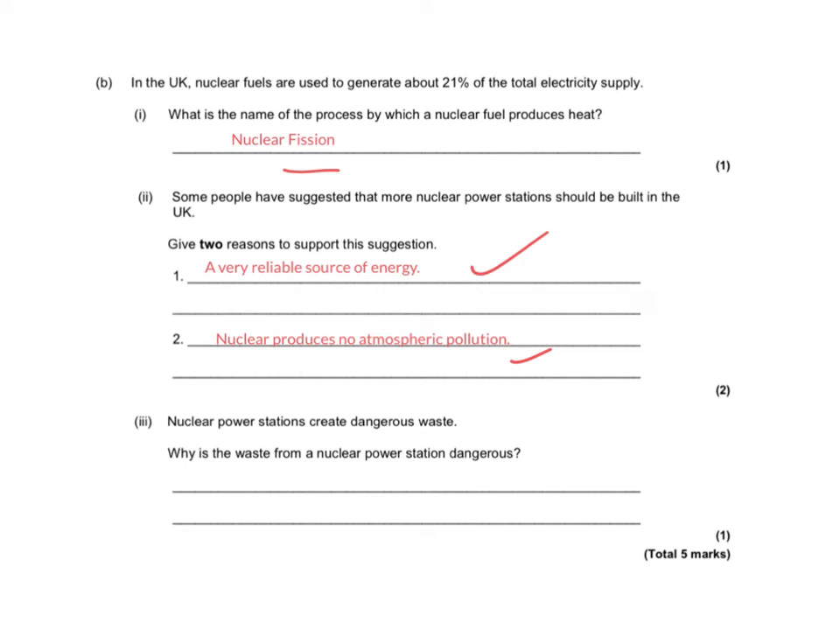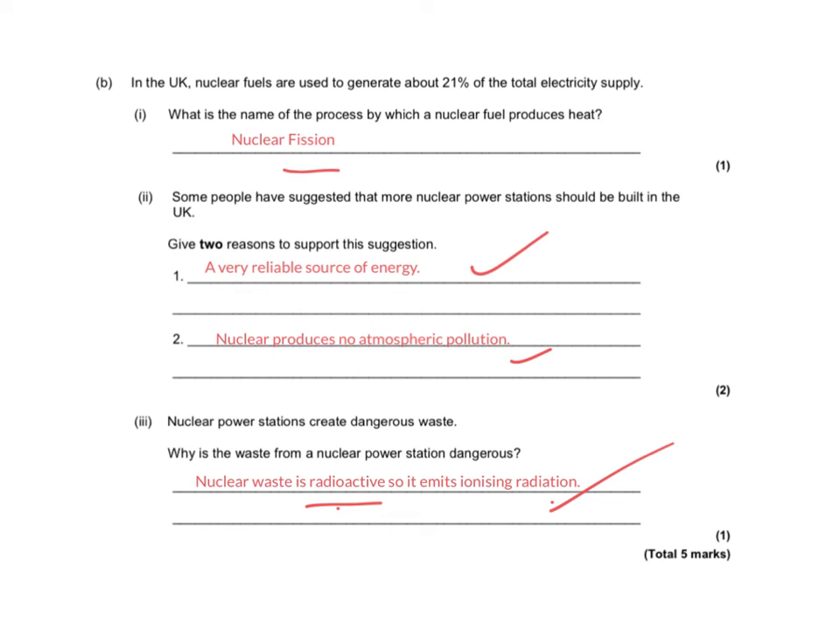Part 3 of the question says nuclear power stations create dangerous waste. Why is the waste from nuclear power stations dangerous? And with that, you just need to mention that it's radioactive. So nuclear waste is radioactive, which means it emits ionizing radiation. So you've got the final marking point here. The idea that nuclear waste is radioactive by itself will get you the mark, or by saying nuclear waste emits ionizing radiation would also get you the mark. So you can have either part of that. But for completeness, nuclear waste is radioactive, which means it emits ionizing radiation.